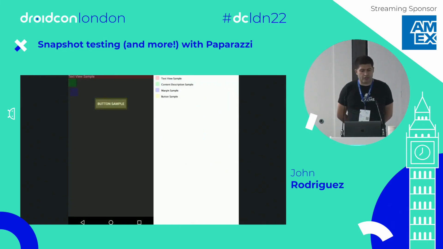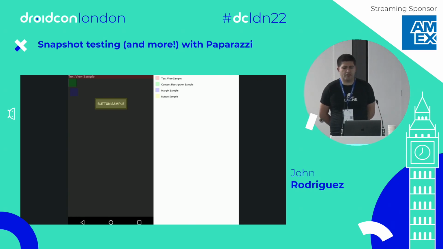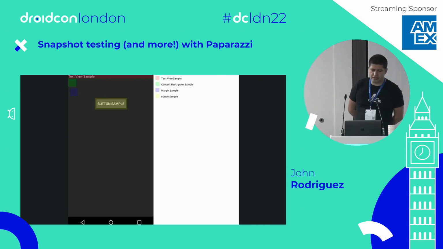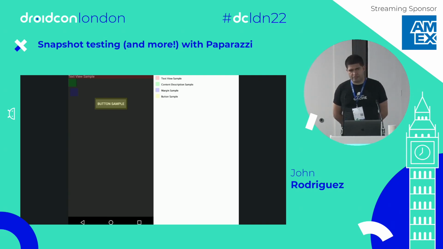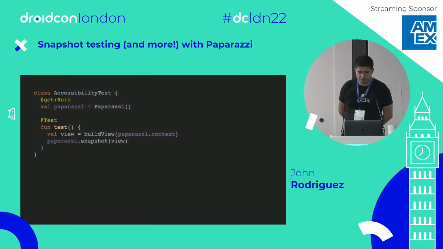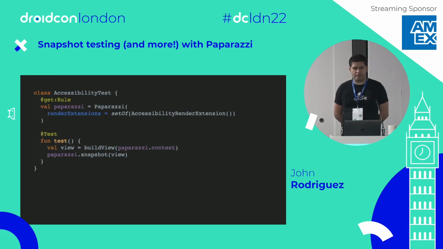This is how it looks if you use the accessibility render extension. It'll still render your view hierarchy similar to how Paparazzi would have done, but it also adds this legend and some context around whether you're setting things like content descriptions or talkbacks. So check it out. As you can see, the only thing you need to do to implement it is add a little bit of extra configuration to Paparazzi and you get it for free.